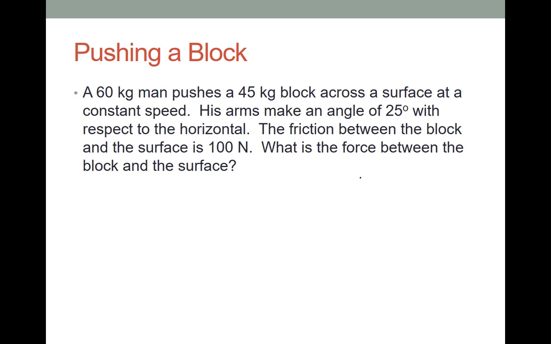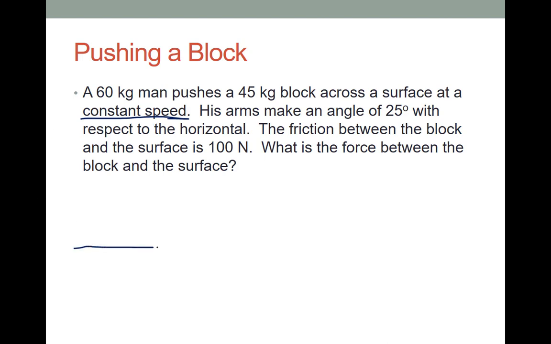In the next example, we have a 60 kilogram man pushing a 45 kilogram block across a surface at constant speed. Okay, I'm going to underline that because that's a really important piece there. His arms make an angle of 25 degrees with respect to the horizontal, and we're assuming that the friction between the block and the surface is 100 newtons. What we want to find is what is the force between the block and the surface.